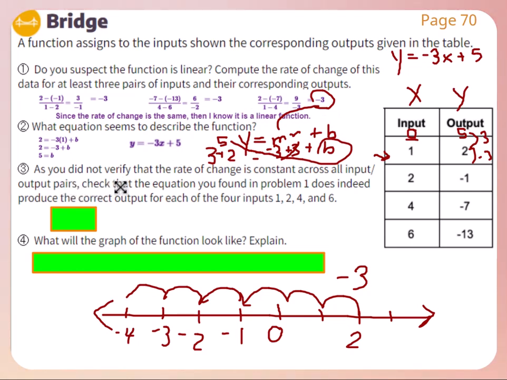Now, as you did not verify that the rate of change is constant across all input-output pairs, check that the equation you found in problem 1 does indeed produce the correct output for each of the following 4 inputs: 1, 2, 4, and 6. In other words, from that table, let me erase this, get it out of your way. From that table, we're going to substitute in our x and our y's and see if we get a true statement.